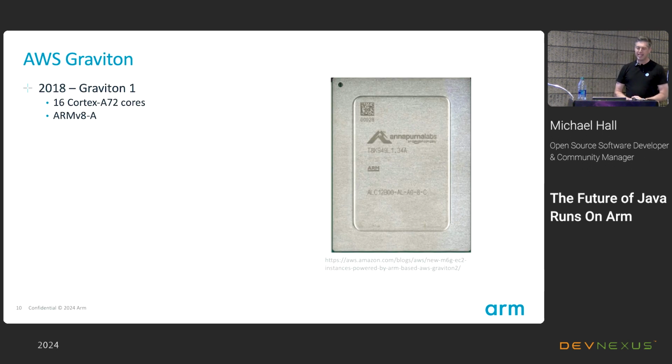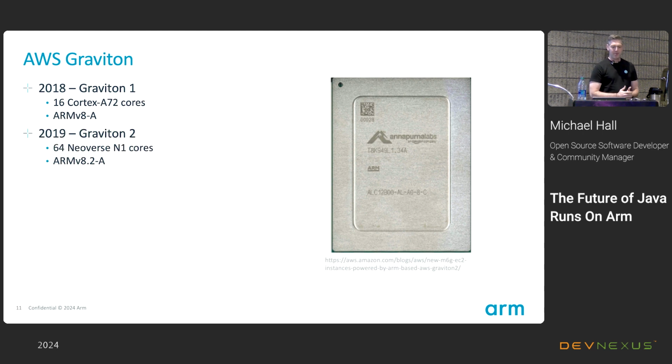Back in 2018, Amazon launched Graviton1, which was kind of a game changer for the server computing, the cloud computing environment. This was the first custom chip by a cloud manufacturer. These use the Cortex A72 cores. They actually launched this before Neoverse was its own brand. So the Graviton1 had 16 of these cores in it, and it used the ARM V8A instruction set, which was the first to introduce the 64-bit instruction set, so AArch64.